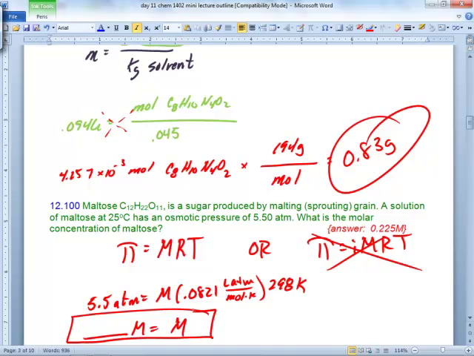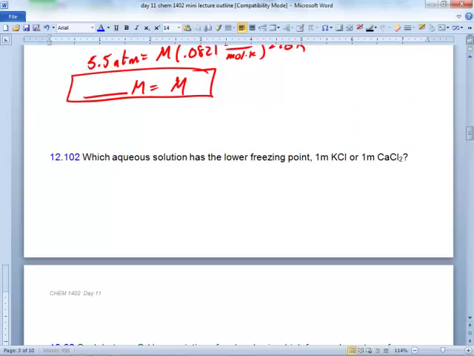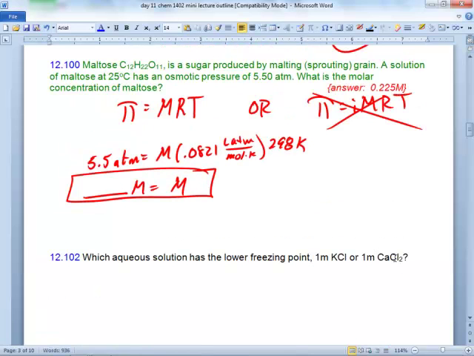So hopefully you got 0.225. Alrighty then, let's check out the next one here. Which aqueous solution has a lower freezing point? They're aqueous, so that means the solvent must be liquid, but water, right? Solvent must be water. Water usually freezes at 0, right? But if you dissolve something in it, the freezing point's going to go down, right? Freezing point depression. So in which solution does the freezing point go down even further?